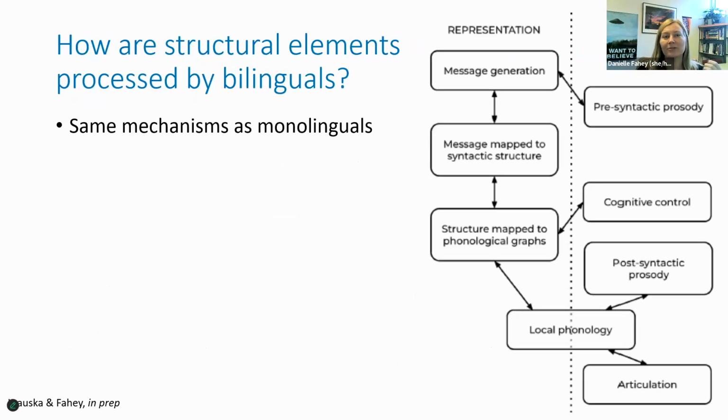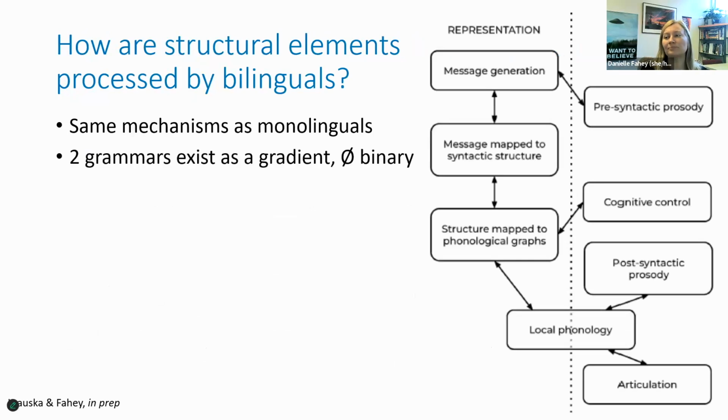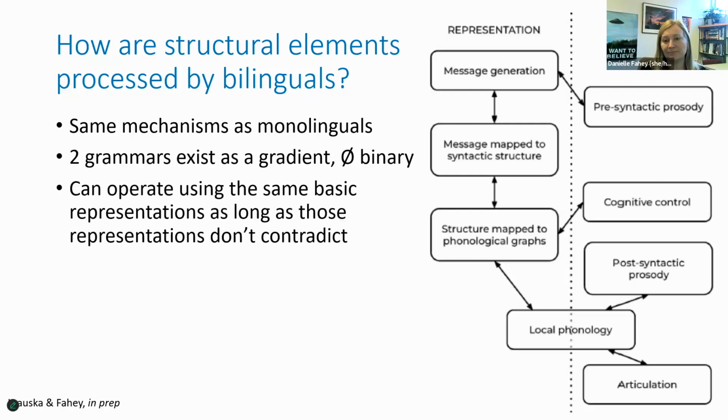Well, as I've mentioned, there's not different parts of the brain doing a second language. So we want to have a model with the same mechanisms as monolinguals, based on the fact that we see behavioral performance of bilinguals often as an intermediary between monolinguals' performance. We might believe that our two grammars are existing as a gradient rather than a binary in our system. And we want to have a model, a representation with the same basic representations across languages, as long as the representations are not contradicting one another.